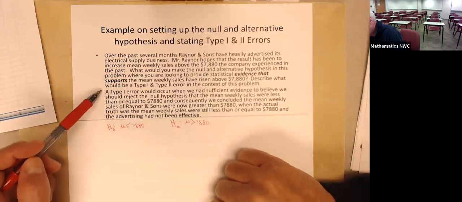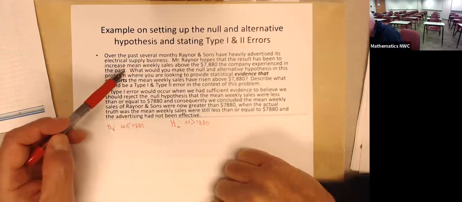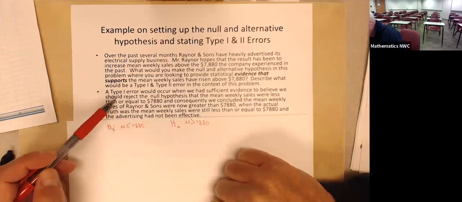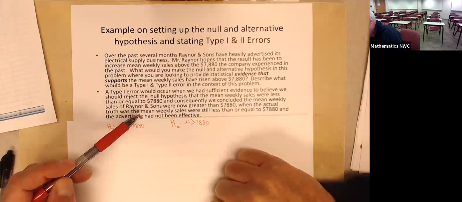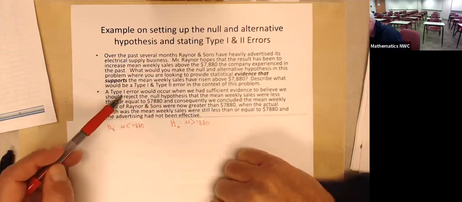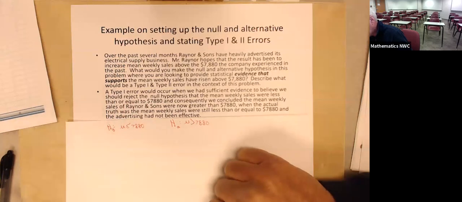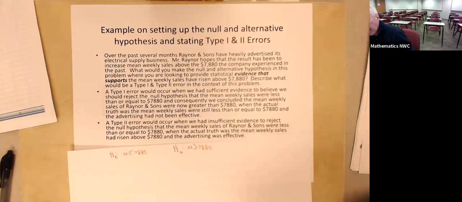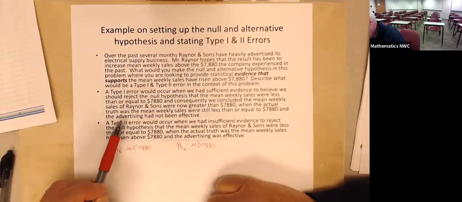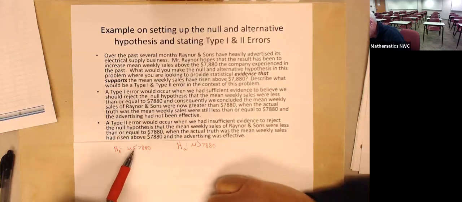Notice how long a paragraph I used to put it in context. You'll be asked to do that. You need to write out the whole paragraph. I'm going to say that again. You need to write out the whole paragraph when describing a type 1 error. Here's a type 2 error now. Remember again, a type 2 error is insufficient evidence to reject this when it was actually false. Okay, I should have rejected it, but I didn't have enough evidence.